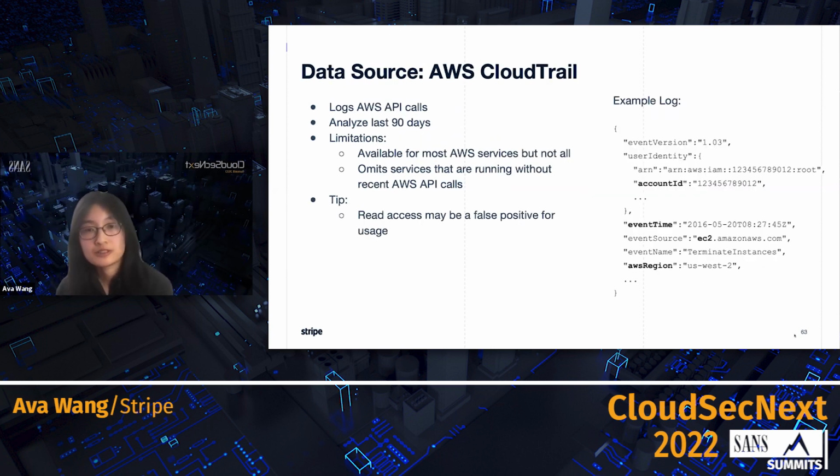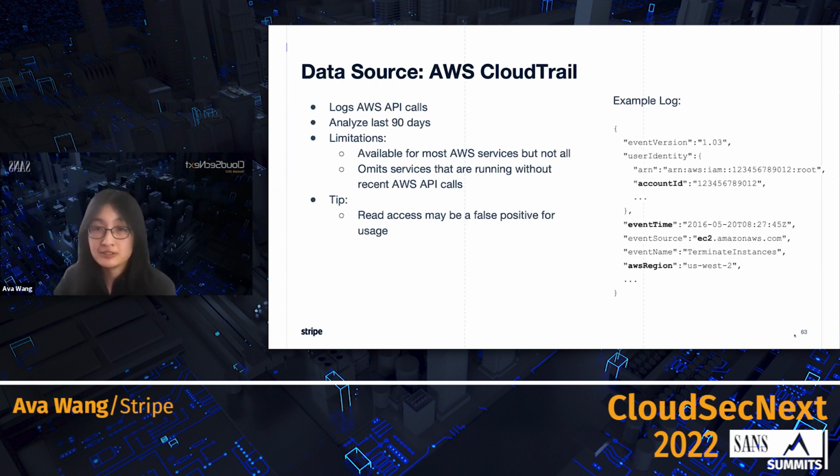So one important data source for determining usage is CloudTrail. It's a service that logs AWS API calls to S3. You can determine a time period that you care most about usage, such as the last 90 days, and only analyze that time period for least privilege.